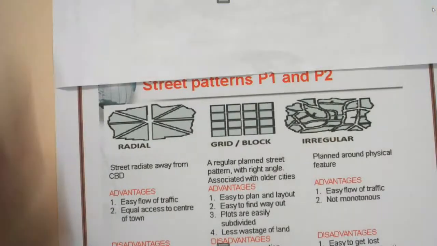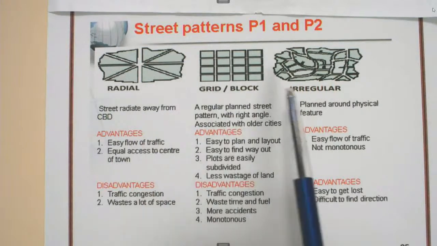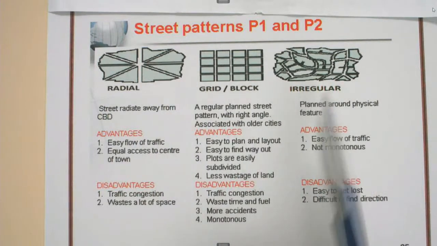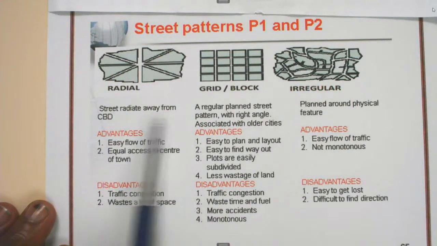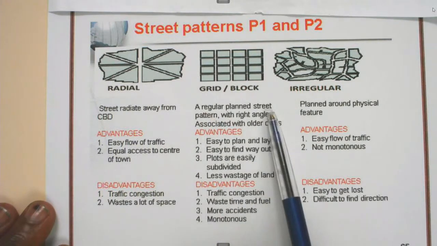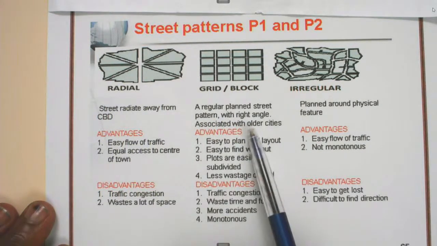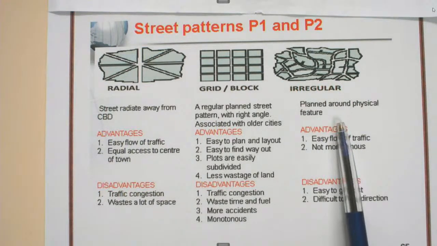The street patterns. Let us look at the street patterns. I hope that they will push on this, but we have various street patterns. We have the radial pattern, the gridiron pattern or grid pattern or block pattern, and the irregular pattern. Alright, let us look at the radial pattern. What is it? Streets radiate away from the CBD. Examples are places such as Queenstown. Gridiron pattern: a regular planned street pattern with right angles, associated with older cities. Irregular pattern: planned around physical features.